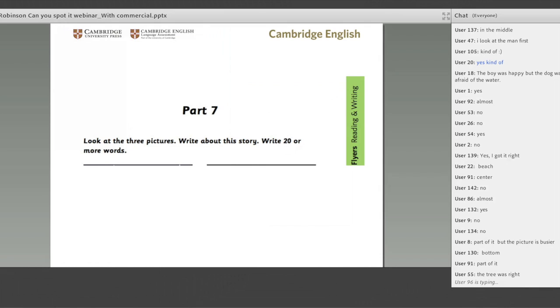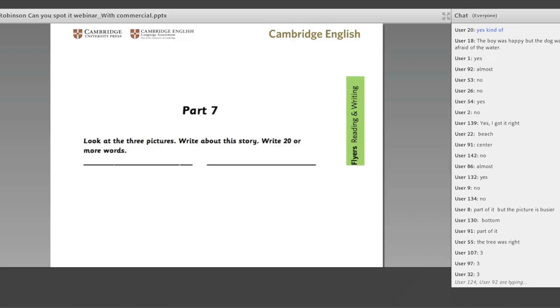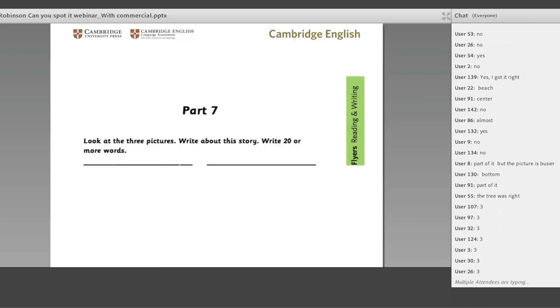Okay, we're going to move on now to the new task in Flyers Reading and Writing. It's Flyers Part 7. Okay, so these are the instructions for this part of Flyers Part 7, and this will be from next year, 2018. So, how many pictures will students see when they do this part? Yes, okay, they'll see 3 pictures.